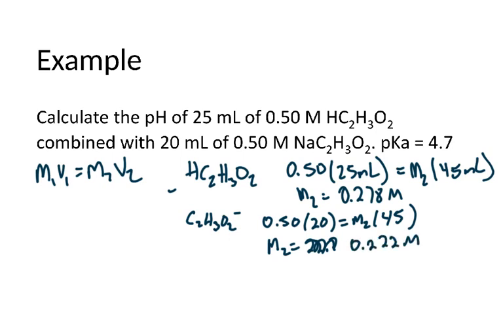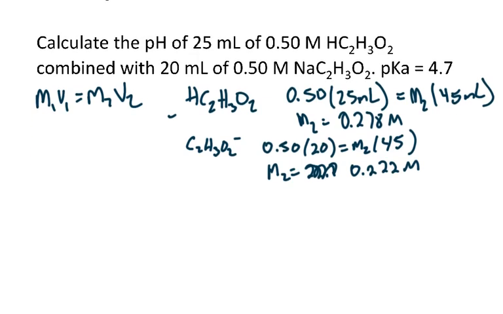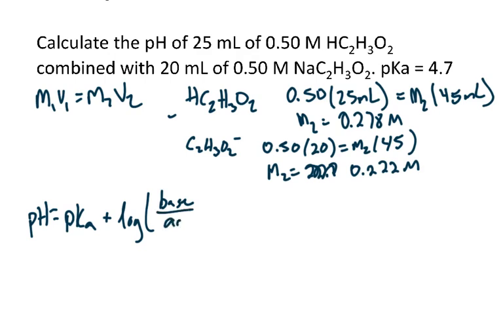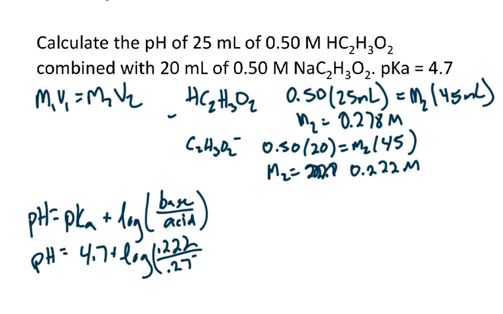So here M2 is 0.222 molar. And then for my Henderson-Hasselbalch equation, I know my pH is equal to pKa plus the log of my base over my acid. So my pH is going to be 4.7 plus the log of 0.222 over 0.278, which is 4.60 is my pH, or 4.6.